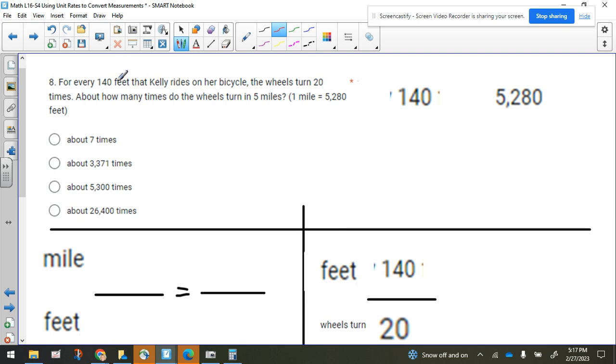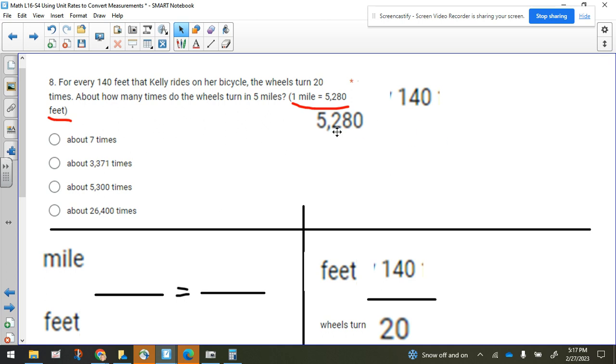For every 140 feet that Kelly rides on her bicycle, the wheels turn 20 times. About how many times do the wheels turn in 5 miles? And they do give us the information of 1 mile equals 5,280 feet. So if we take what they give us and turn it into a ratio, that might be a strategy that might work for some of you.